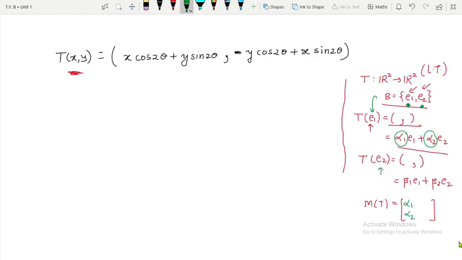Then find T of E2, and after finding it, we'll get some coefficients, and that is going to give us what? The second column of our matrix. So the same idea we have to do here. So what will I write here?